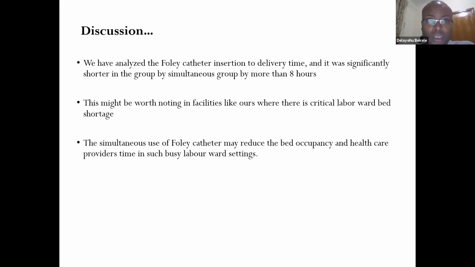And we have analyzed also the Foley catheter insertion to delivery time, and it was significantly shorter in the simultaneous group by more than 8 hours. And this is worth noting in a facility like ours, where there is a critical labor ward shortage, and simultaneous use of Foley catheter may reduce the bed occupancy and the healthcare providers' time in such busy labor ward settings. So although this was not our primary outcome, it is worth noting.